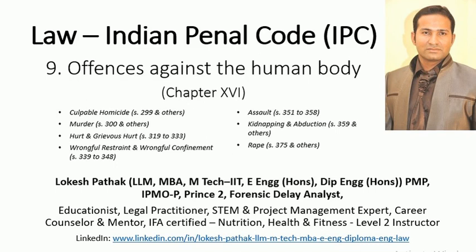The punishment of voluntary hurt is mentioned in section 323, which is 1 year imprisonment or fine of 1,000 rupees or both. Similarly, section 325 speaks about the punishment of voluntarily causing grievous hurt, which is 7 years imprisonment and fine. So this is all about grievous hurt and voluntary grievous hurt. Other punishments, extending grievous hurt to a police person or a service person and all, can be seen in other sections, but those are not so important.